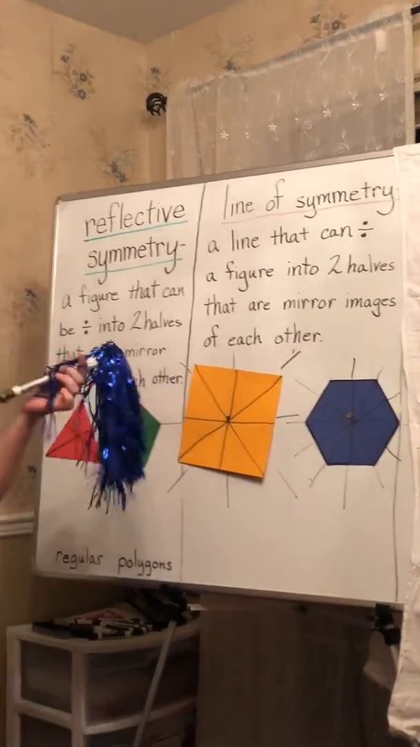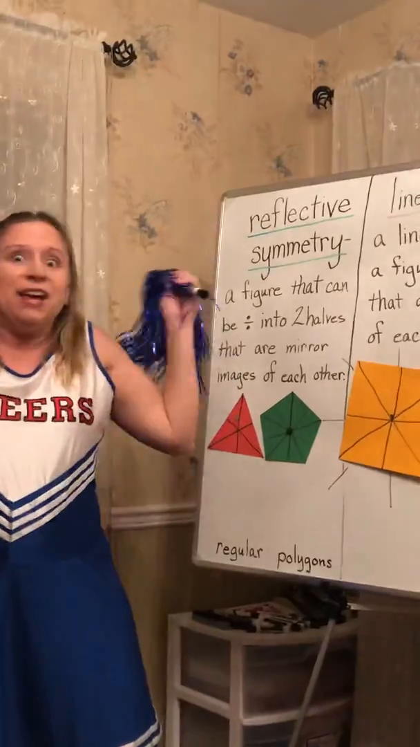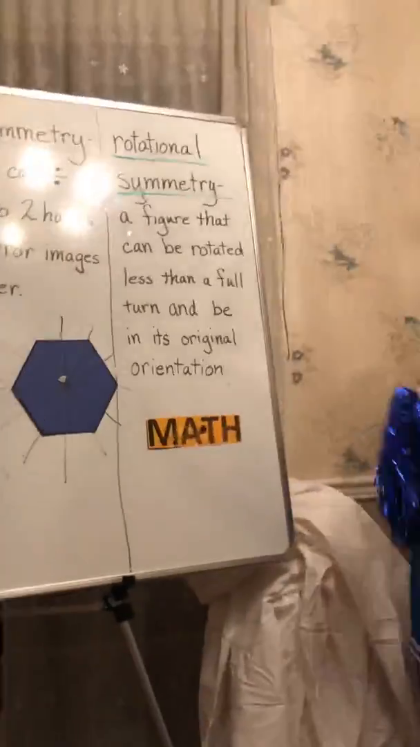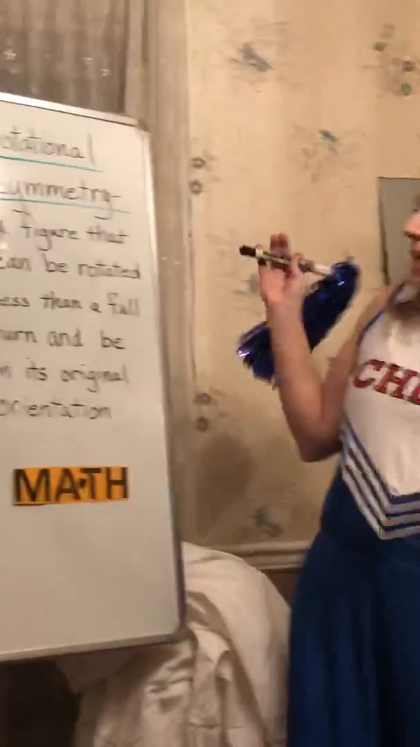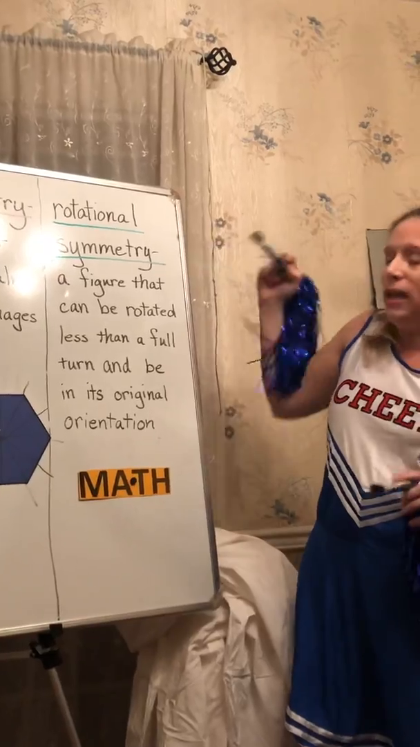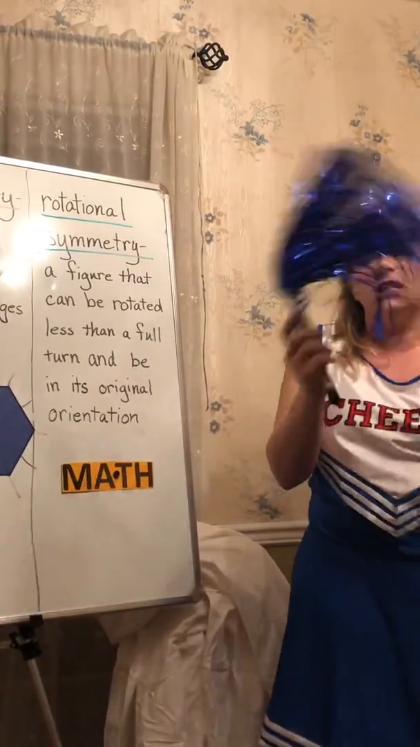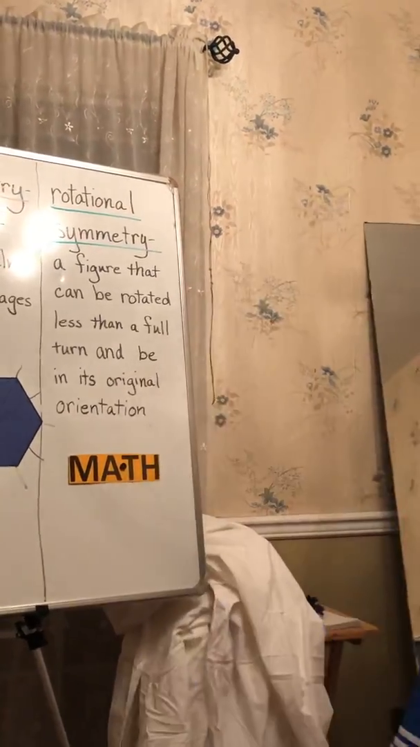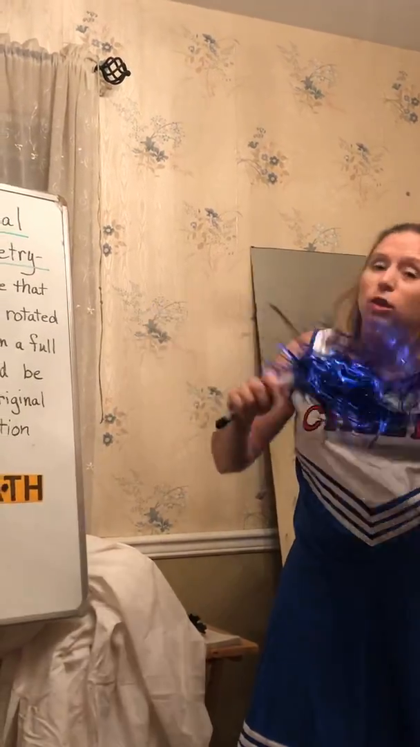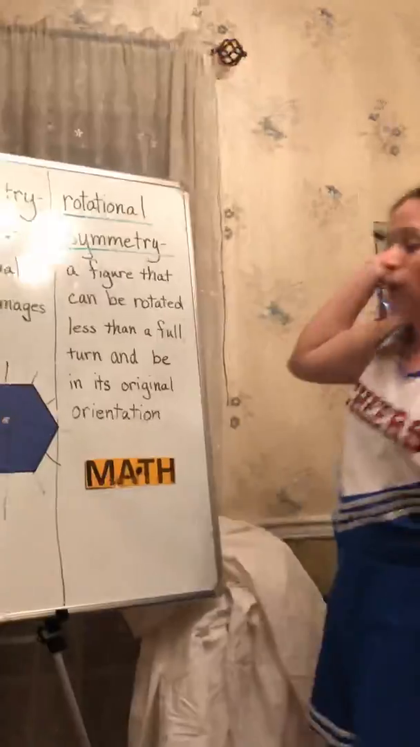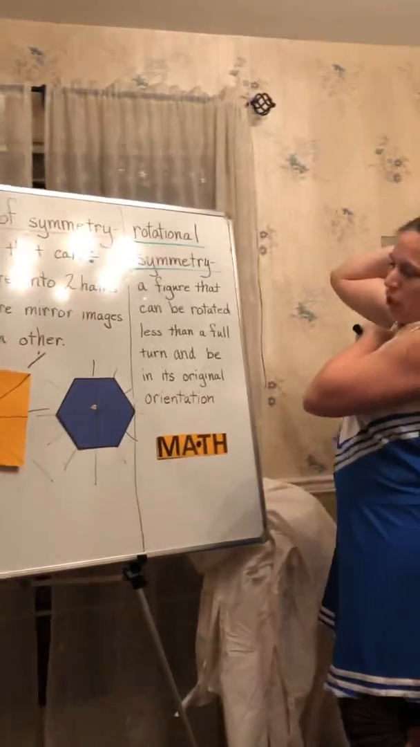Is there any other kind that we can see? Yes, there is. There is also rotational symmetry. Rotational symmetry is when a figure can be rotated in a full circular spin, but it will look the same before it does a complete rotation. So do regular polygons also have rotational symmetry?